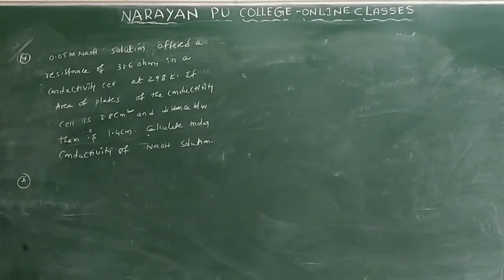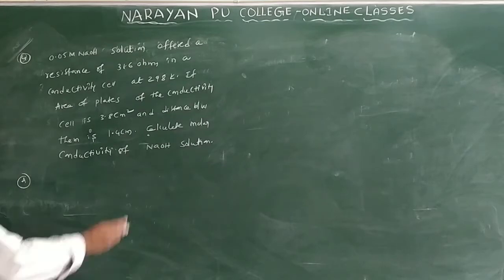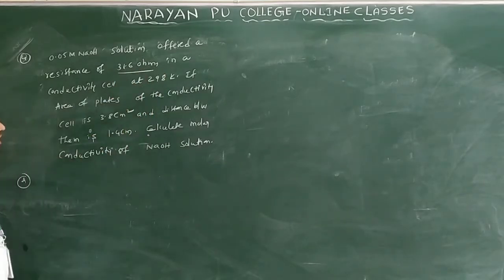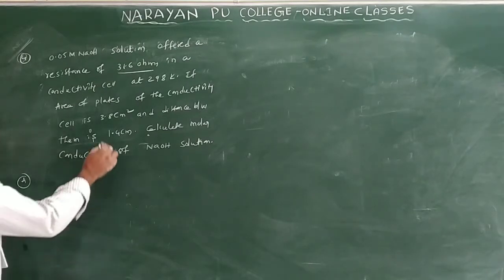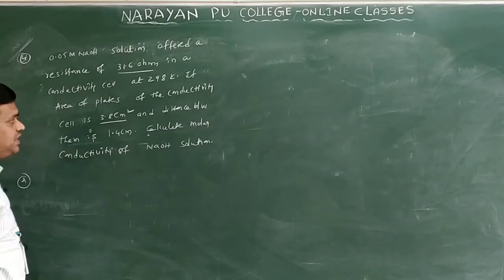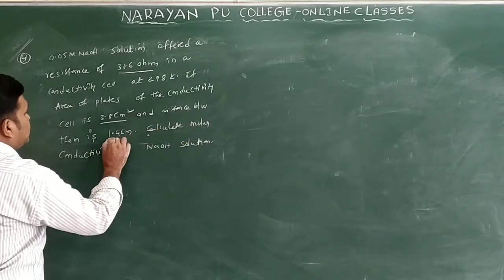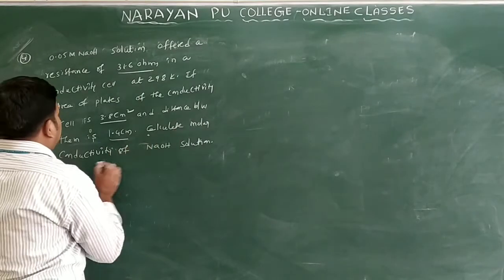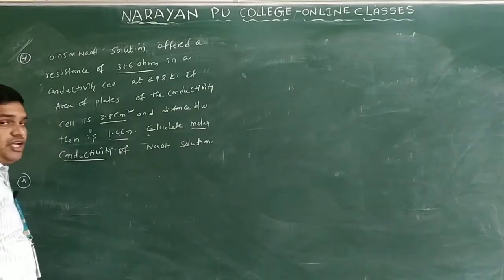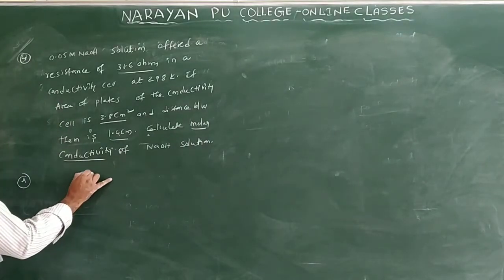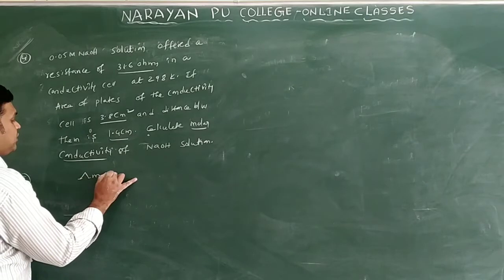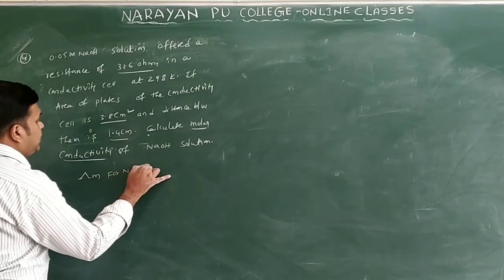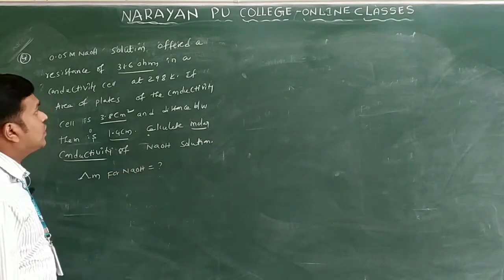See the next question we have. A 0.05 molar solution offered a resistance of 31.6 ohm in a conductivity cell at 298 Kelvin. If the area of the plates of the conductivity cell is 3.8 centimeter square and the distance between the two is 1.4 centimeter, calculate the molar conductivity of the NaOH solution only. So here they are asking to find the molar conductivity for the NaOH solution.